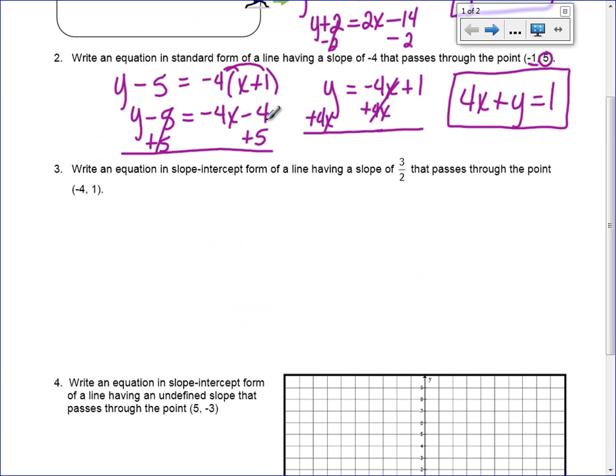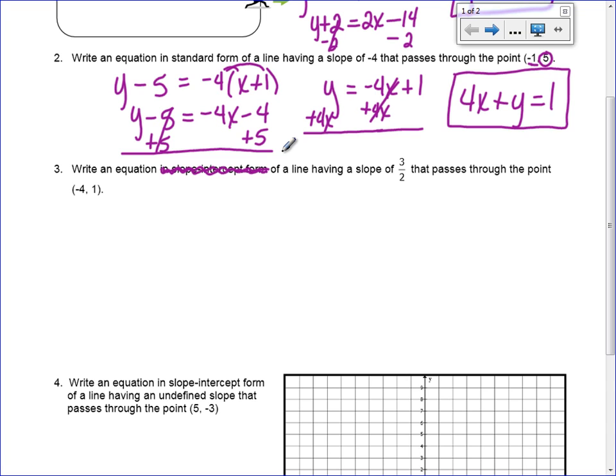Number 3 says to write an equation in slope-intercept form. We're just going to write an equation of a line. And when we do it, we're going to sort of just leave it in slope form, because there are going to be times when you might see a question. They did this last year on the STAR test.